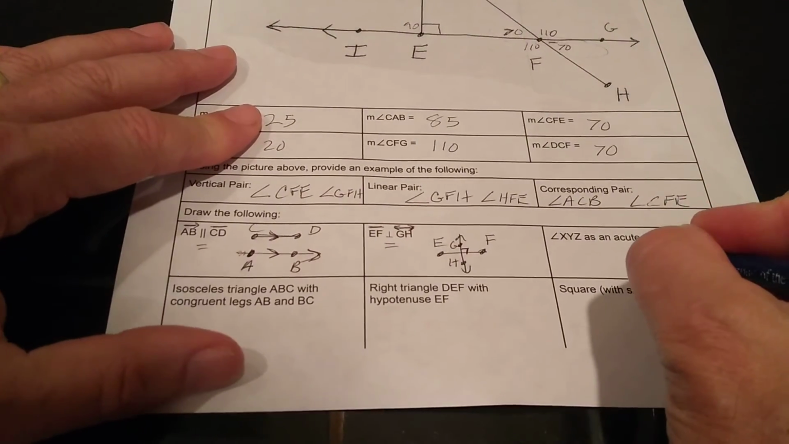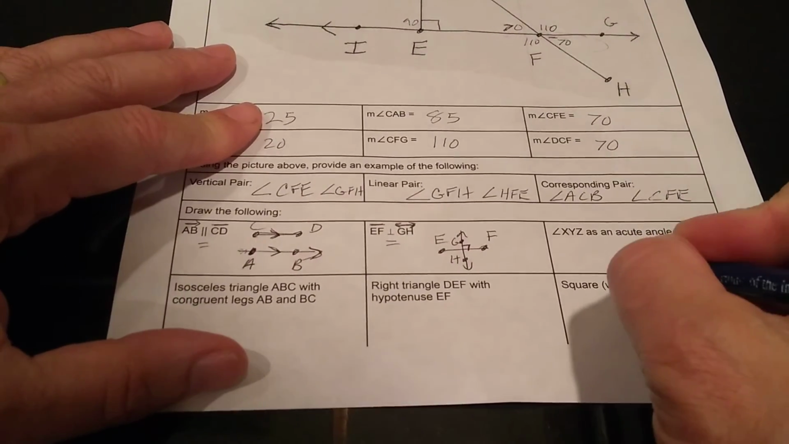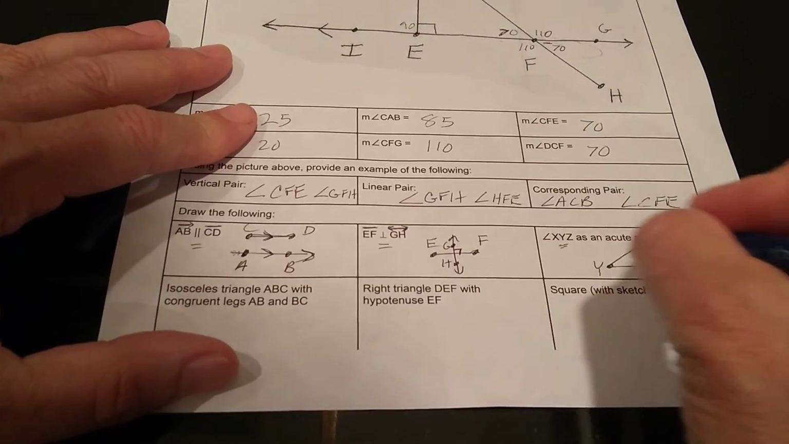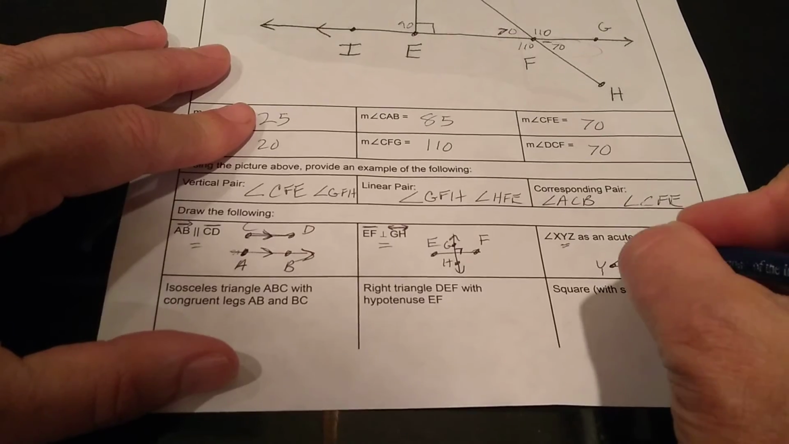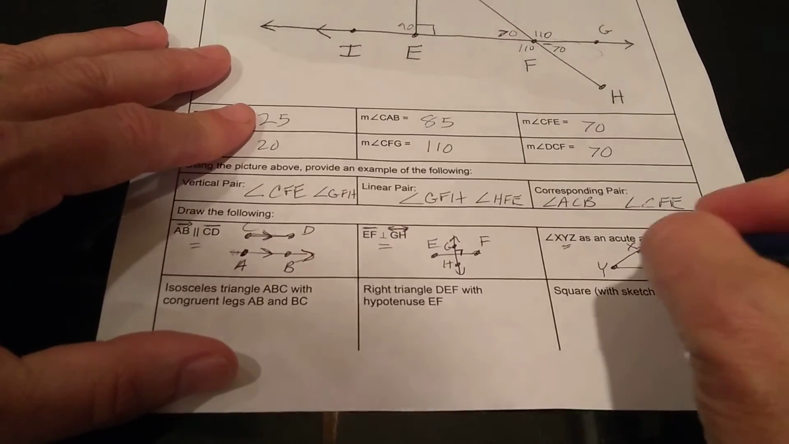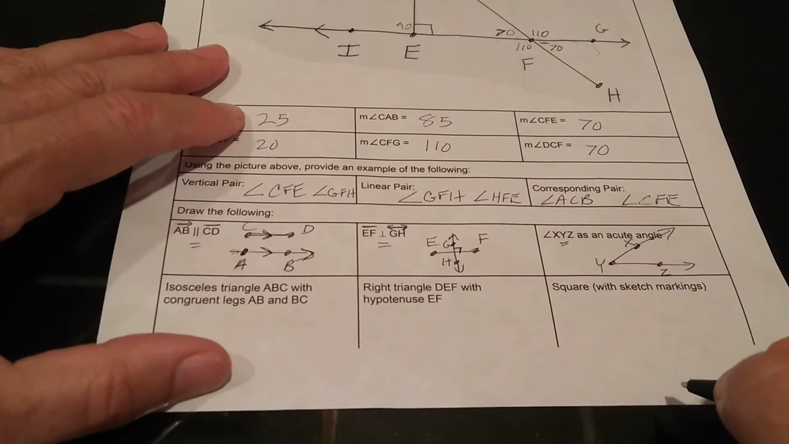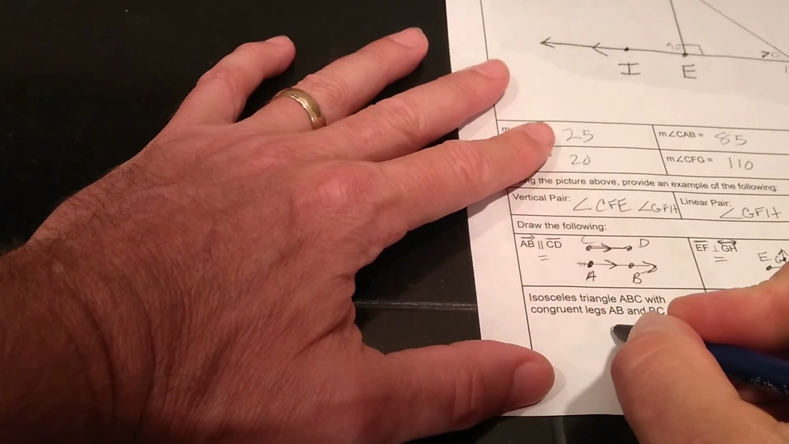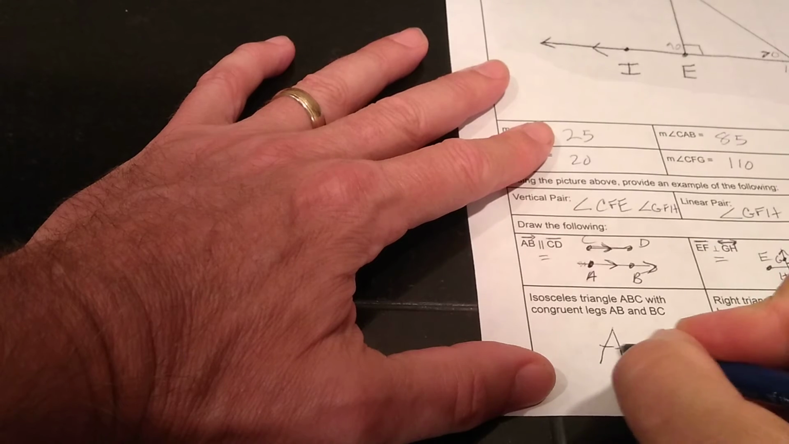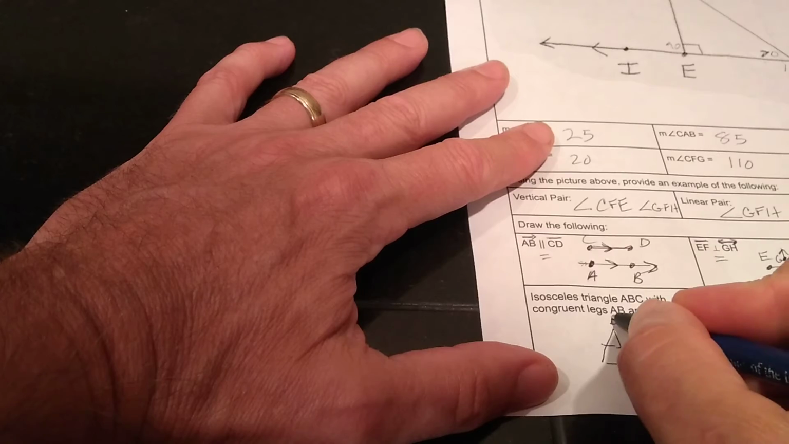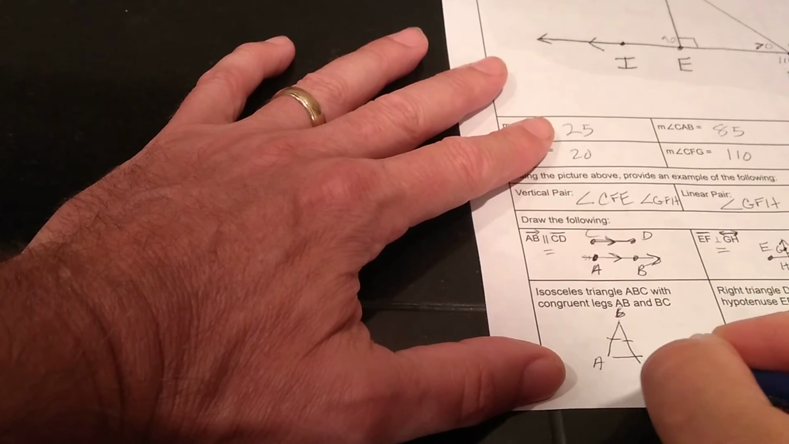XYZ is an acute angle, so I just need to make it look small, less than 90. The Y is the center, and then the X and the Z can be on either part. And because this is not described, I can either have arrows on that or not. That kind of doesn't matter. It's not clear. What's left? Isosceles triangle ABC, with congruent legs AB and BC. So I need to make two of the legs look like they're the same and mark them. And then the B is the middle angle there, and I got A and the C here.